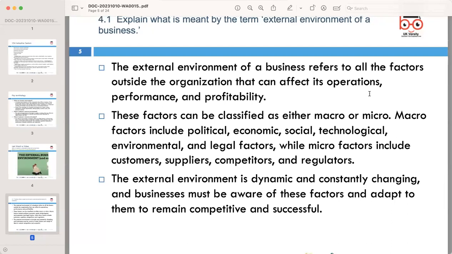So next one is micro factors. The micro factors include components like customers, suppliers, competitors, and regulators. Micro factors have a more immediate and specific influence on the business and are generally within the company's sphere of interaction.